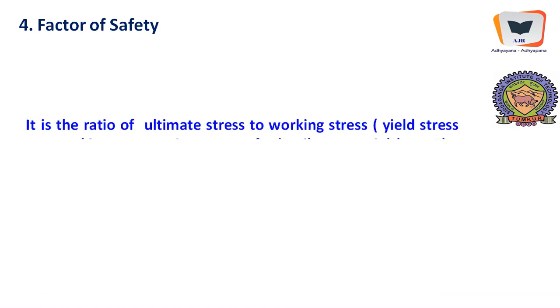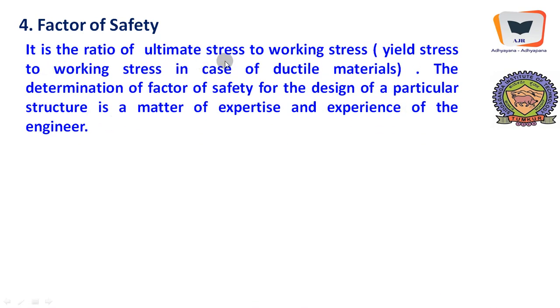This number is called the factor of safety. It is the ratio of ultimate stress to working stress, or yield stress to working stress in the case of ductile materials. The determination of the factor of safety for the design of a particular structure is a matter of expertise and experience of the engineer, for the simple fact that working stress cannot be found out in a typical laboratory experiment. Therefore, we need to decide this factor of safety.